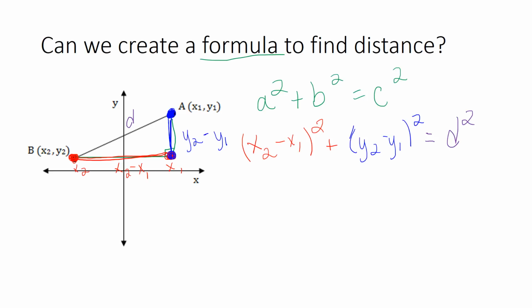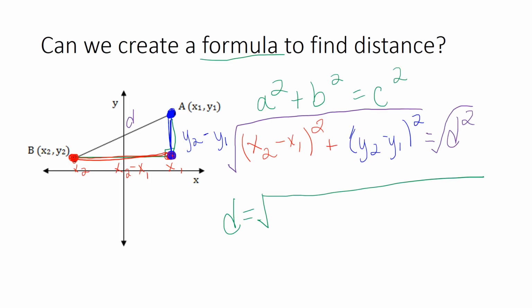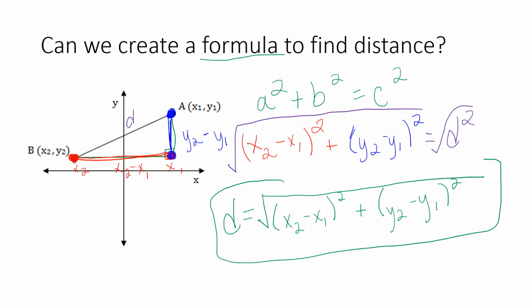But if I wanted to solve for d, in order to get d by itself, I would have to take the square root of the right-hand side and the square root of the left-hand side. So then that would leave me with d equal to the square root of the quantity x2 minus x1 squared plus the quantity of y2 minus y1 squared. And there you have it. This is our general formula to find distance when we don't have grid paper attached to our diagram.